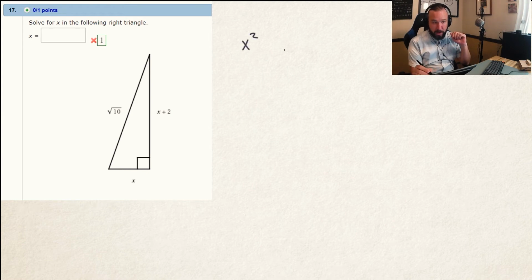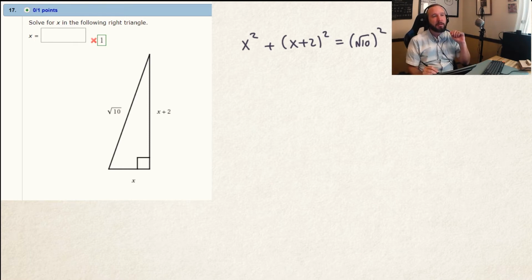So a squared plus b squared has to equal c squared. Okay, I'll just plug these things into the Pythagorean theorem. Probably the place that most students will get stuck on this is forgetting to FOIL out that polynomial right there, that x plus 2 squared. So let me FOIL that out.